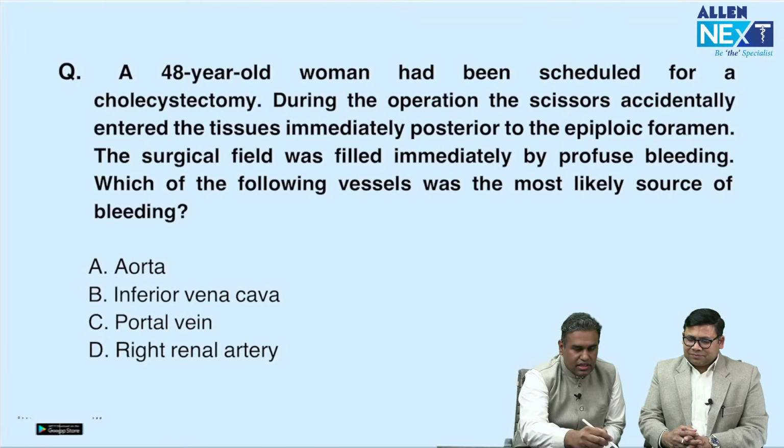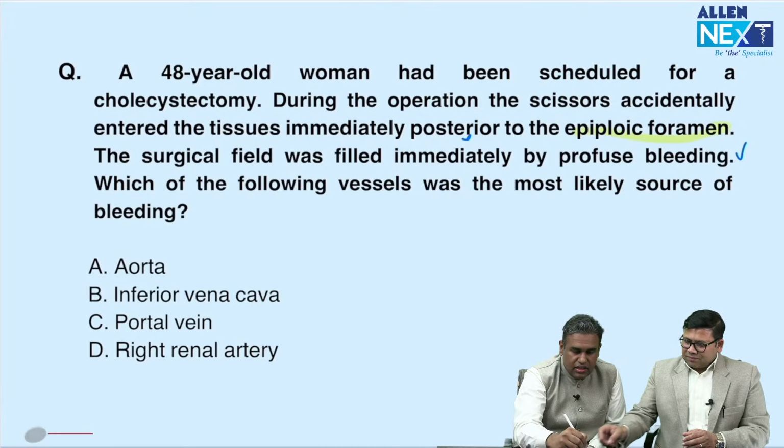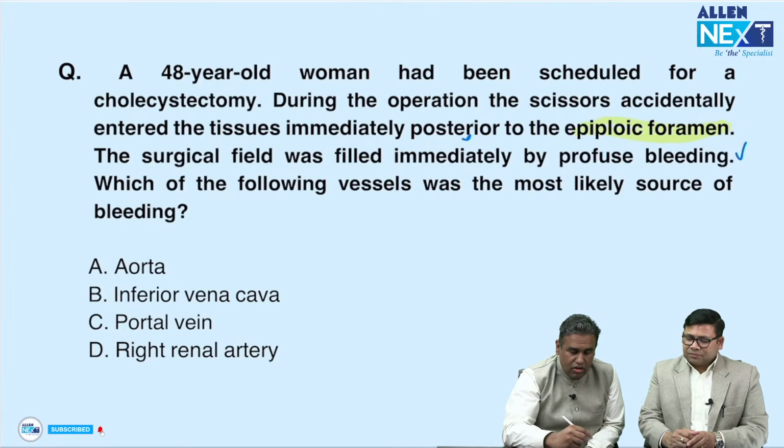See, the basic point in the question is that the surgeon has accidentally entered posterior to the epiploic foramen, and there was bleeding. The anatomical part is: do we know the boundaries of the epiploic foramen, which we normally call the foramen of Winslow? If you know the boundaries, then you should also know what is lying behind it, and that should be the vessel causing the bleeding. So let us discuss the basic anatomy of the epiploic foramen and its boundaries. Then I'll show you a couple of images as well.